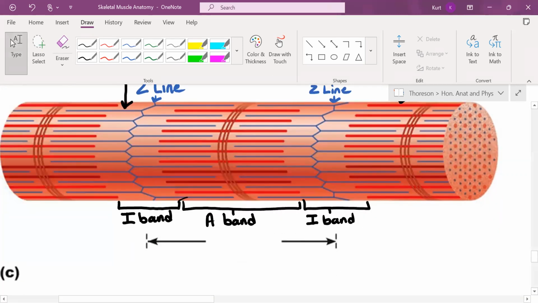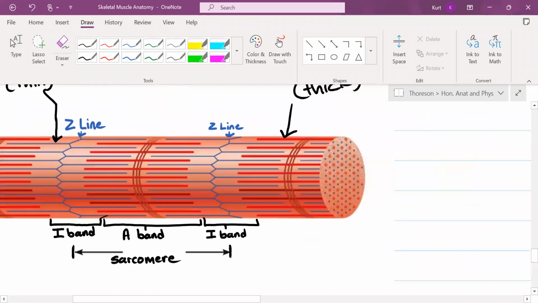Together, and this will be the last thing we do today, from I band to I band, this is called a sarcomere. And a sarcomere is the actual contractile unit of a muscle. It's what makes your muscles actually contract. When you're doing curls, squats, or bench presses, and you're actually putting your muscles to work, the sarcomere is where that is actually happening. And we're going to get to that on Monday, how the muscles actually cause muscle contraction. But that's a good place to stop for today.